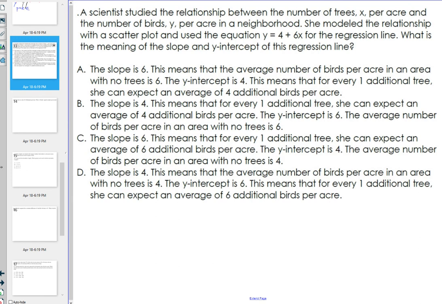A scientist studied the relationship between the number of trees per acre and the number of birds per acre. He modeled the relationship with a scatter plot. Luckily, they're giving this to me already. I don't have to model anything. For the regression line, that's another word for the line of best fit. What is the meaning of the slope and the y-intercept? Which number here is the slope? Okay, so 6 is the slope, and 4 is the y-intercept.